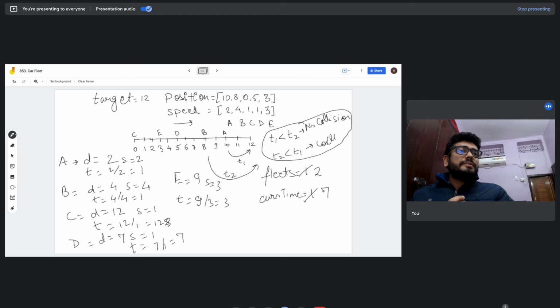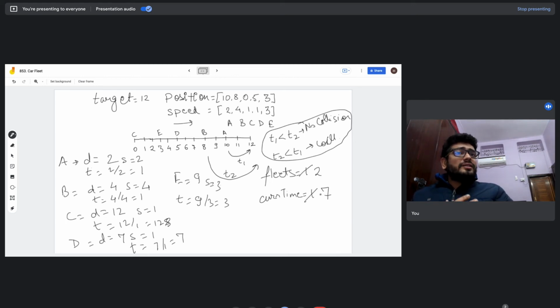So the current time becomes 7. Now we are going to check for E. Now E takes basically 3 seconds to reach the final target. We check whether 3 is greater than 7 or not. No, 3 is not greater than 7.